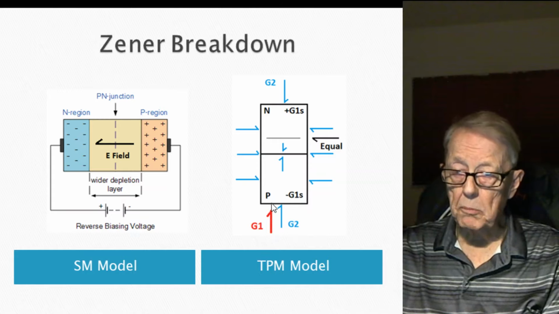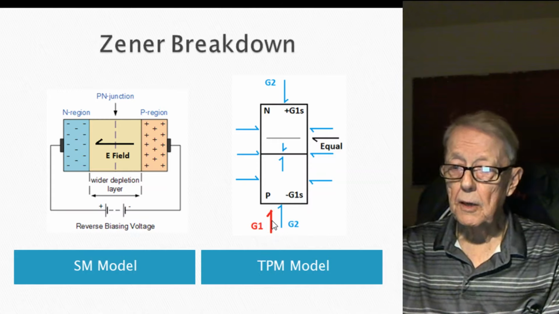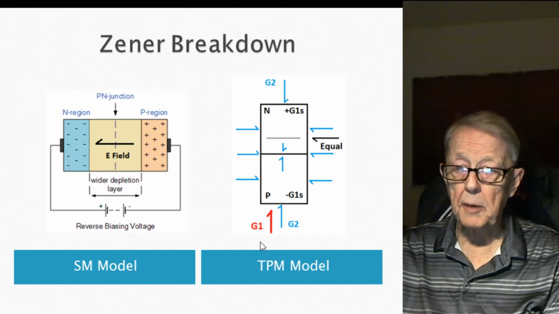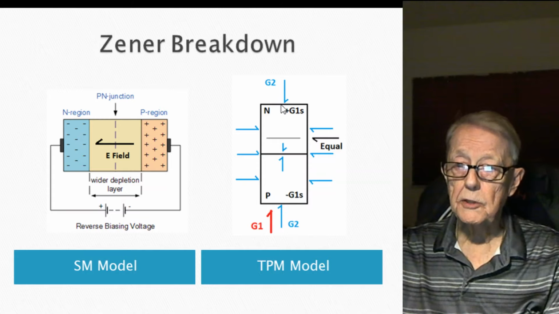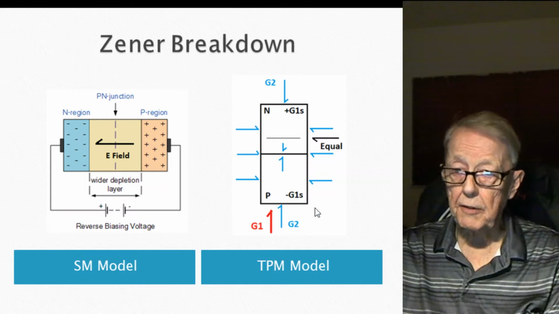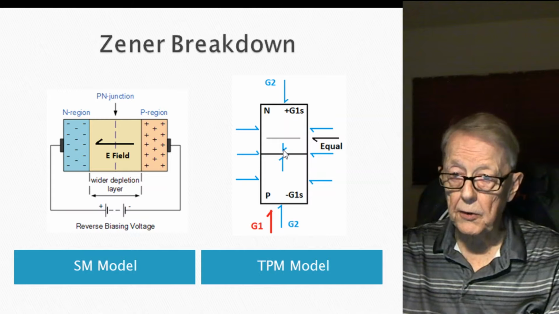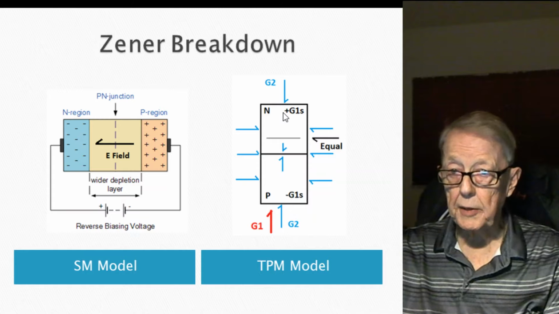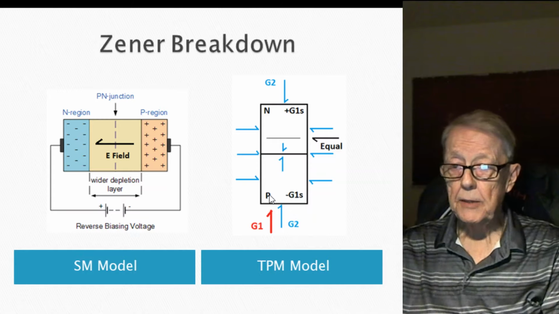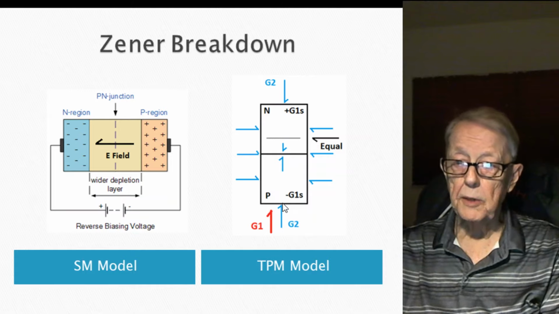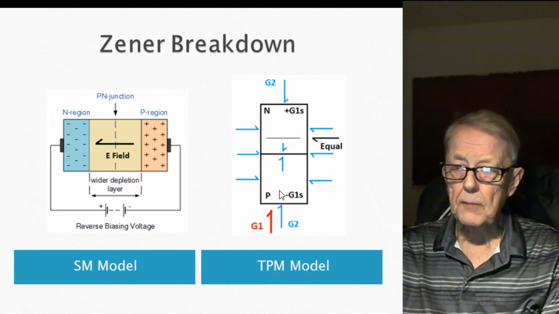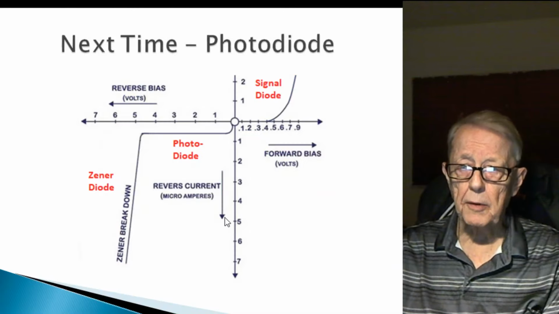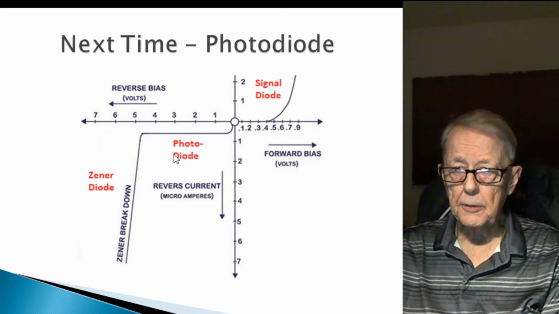The more voltage you apply, the more G1s are being emitted. The more G1s causes a greater G2 gravity field around the diode, and this is a greater force. It moves them faster. And again, the faster they move, the less they hit, which otherwise, they would be hitting. So this is the TPM model for this Zener.